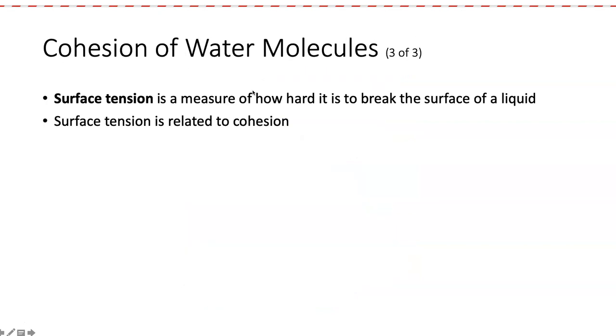Another thing that's interesting about cohesion is that you get something called surface tension. Surface tension is basically what happens when you see insects walking across the surface of water. It's actually really hard to break the surface of water, and this is due to cohesion. Surface tension is related to cohesion in a very useful manner.